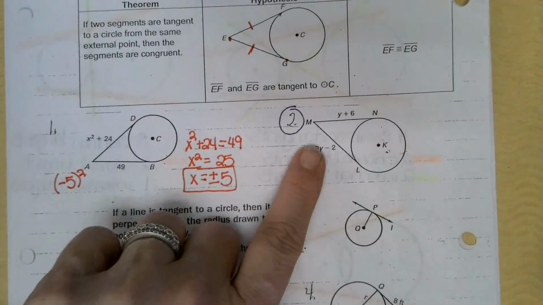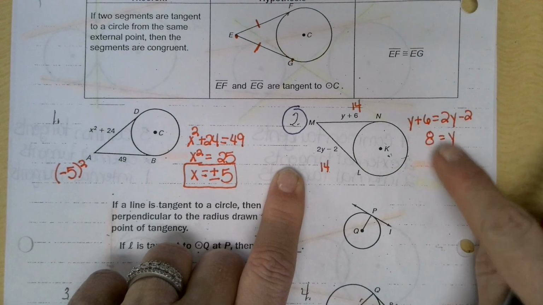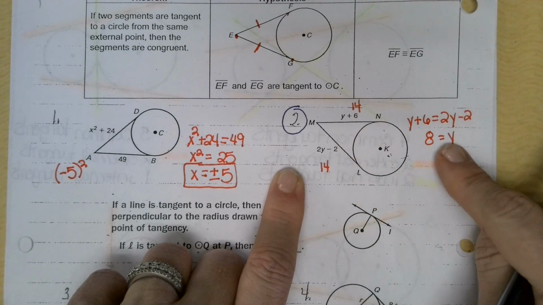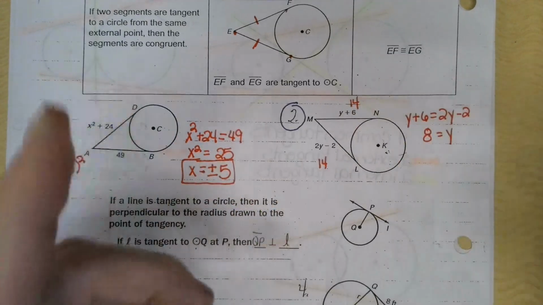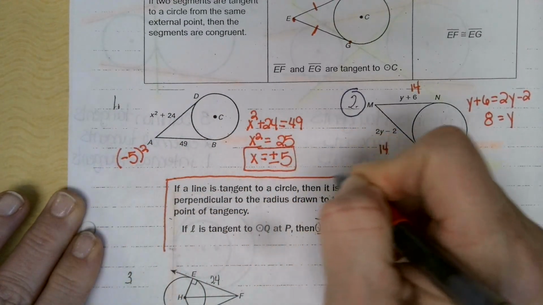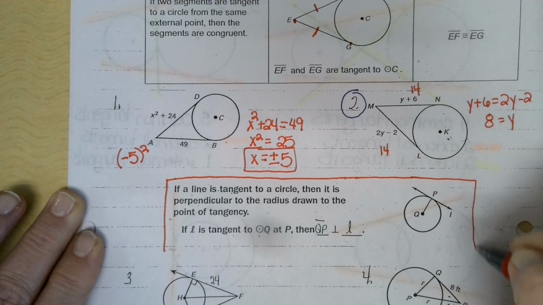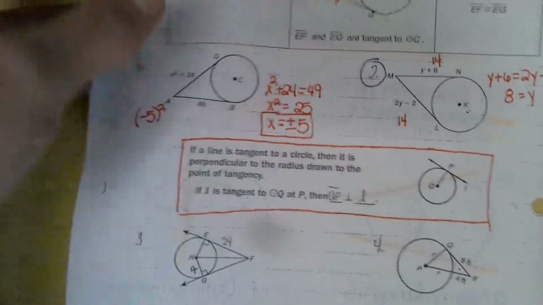Okay, so I want you to do problem number 2. You should have got y equals 8, putting the 2 parts equal, and then I wanted to show you that when I substitute in, I get 14 and 14, just verifying that this theorem works. All right, our next theorem. Put a box around this because it kind of just blends in. There we go.